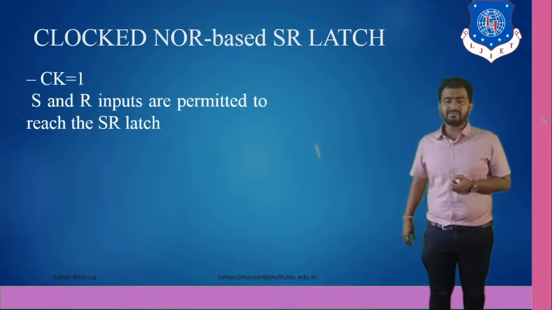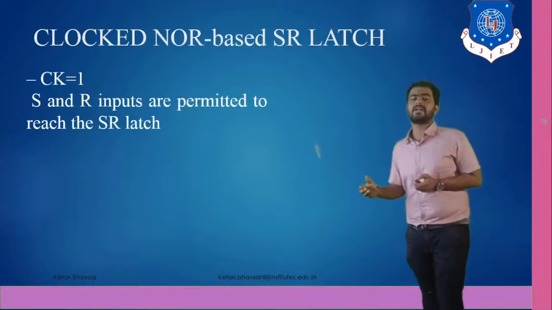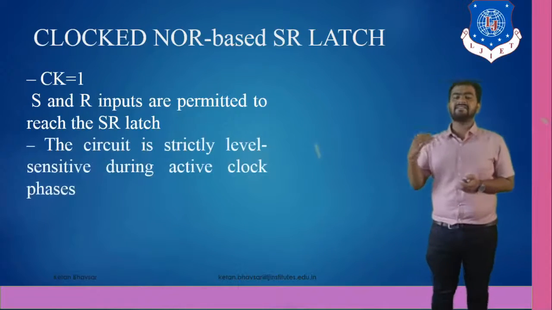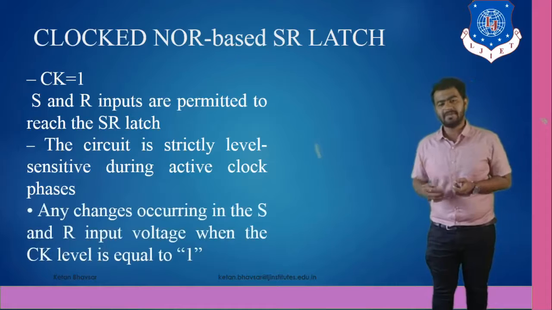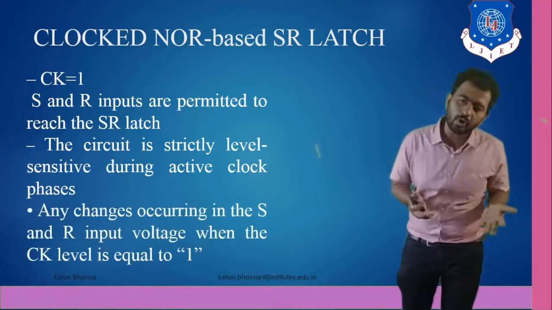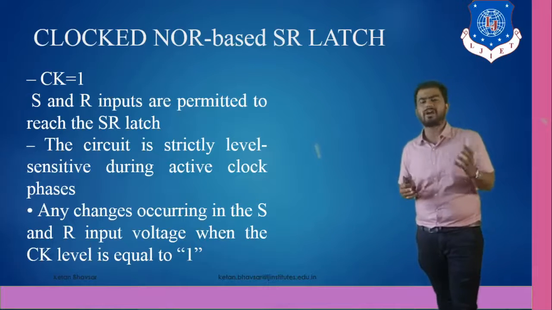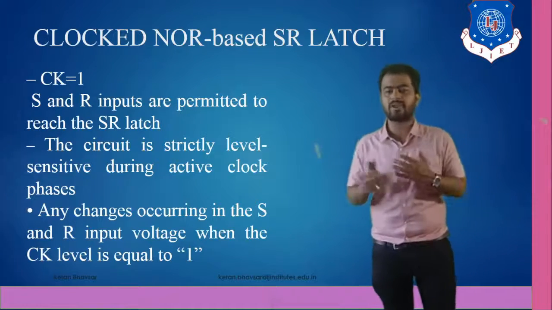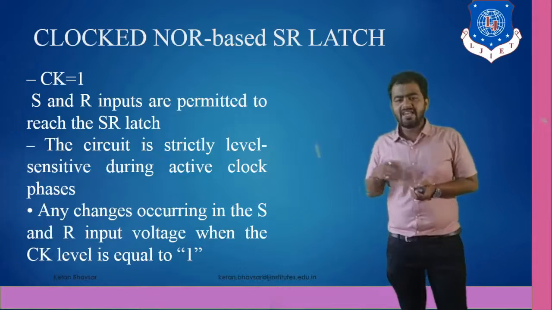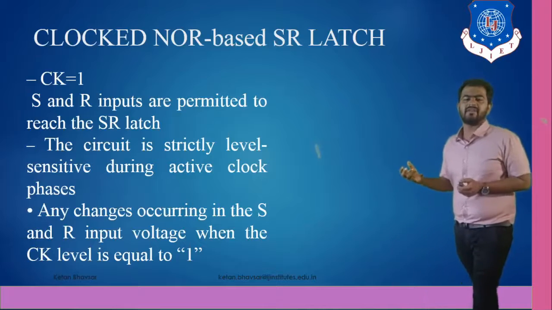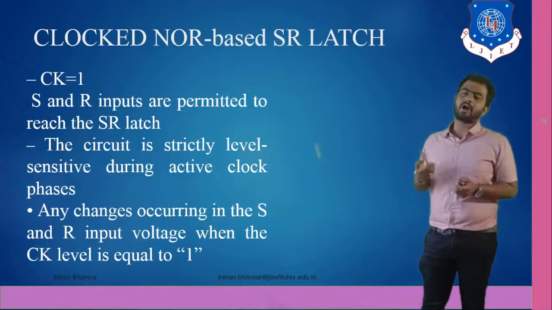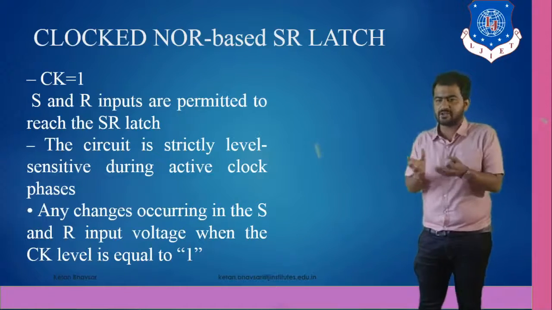If clock is equal to 1, means if you provide the clock pulse, the S and R inputs are now permitted to reach the SR latch, and the circuit is strictly level sensitive during the active clock pulses. Okay, so it is working on active clock pulses, but it can also work on an active low based concept. So if you're talking about the clock pulses, you can work on active high or you can work on active low, based on your application that you can choose. Now, any change occurring in the S and R input level when the clock pulse level is equal to 1, means whenever the clock pulse goes high, then you can see the variation on the output side.